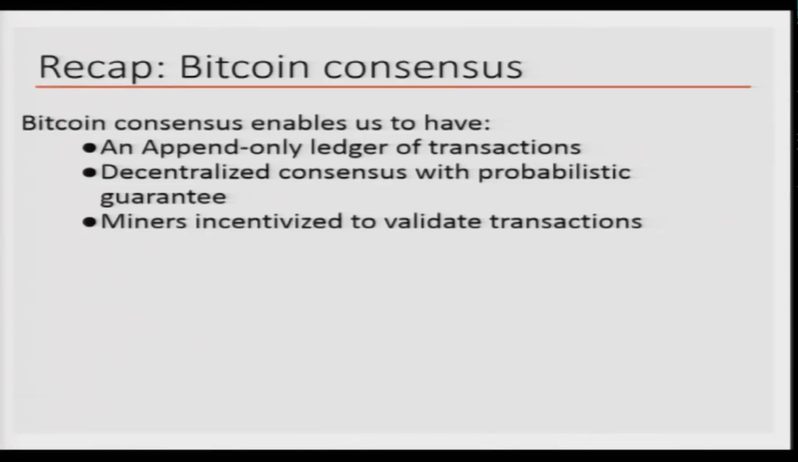So, the consensus that we have seen allows us to have an append only ledger of transactions, and the consensus is decentralized. It is a distributed algorithm, but we overcome the impossibility results in the presence of adversaries or malicious users, because we are using a probabilistic guarantee and eventual consistency. Also, we are using an incentive mechanism, and the incentive mechanism has two purposes. One is, why would I go and do the validation of your transaction? That is solved by giving incentives.